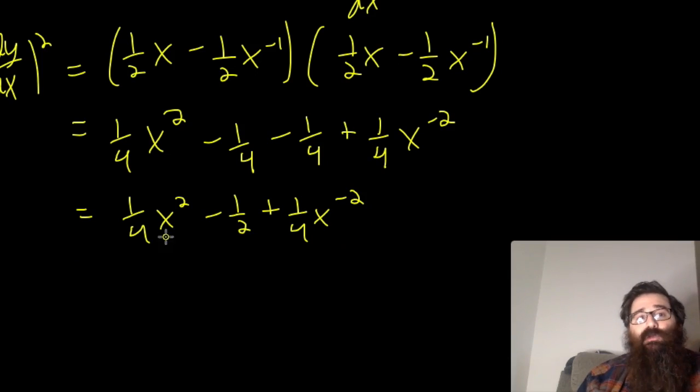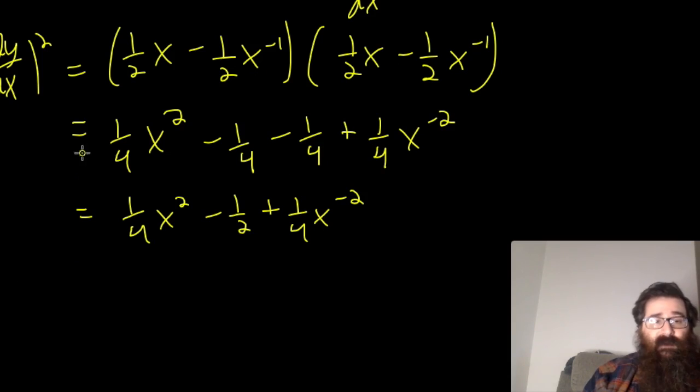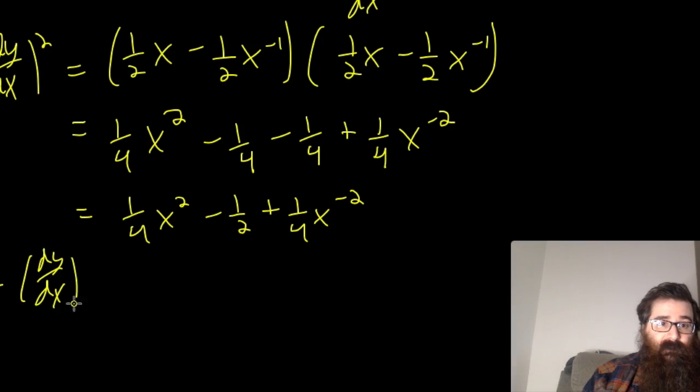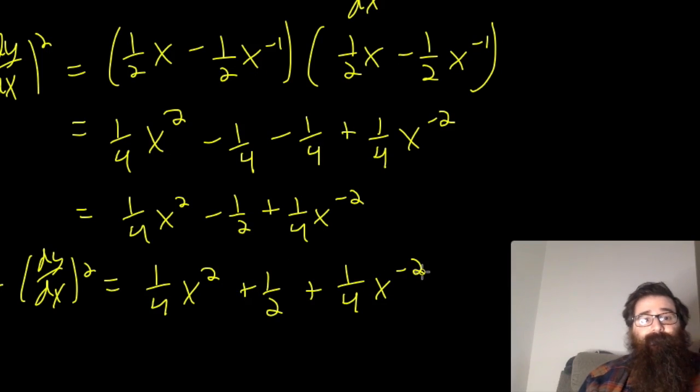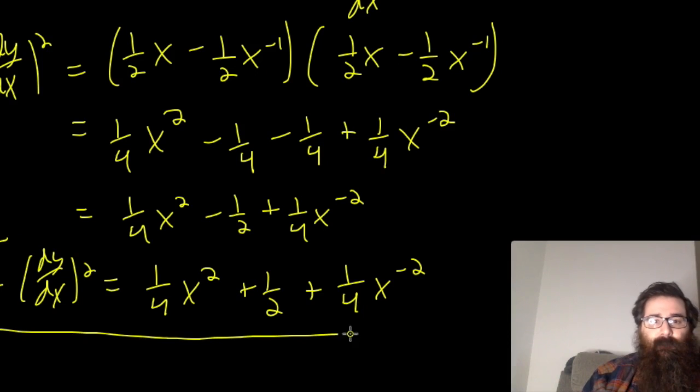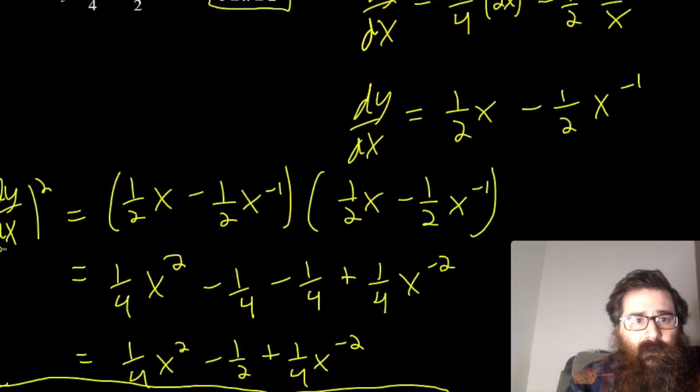I do also want to add 1 to that square of the derivative. If we remember how arc length looks, we can already start preparing for that. So 1 plus dy dx squared. And so if I add 1 to it, I'm really just going to add it here to the constant. So I have my 1/4 x squared. When I add the 1, 1 plus negative 1/2 gives me positive 1/2, and then I can write the rest. And now I sort of have the pieces that I'm going to need to assemble my integral. So let's go ahead and start assembling that.